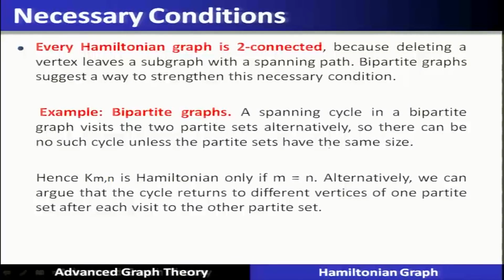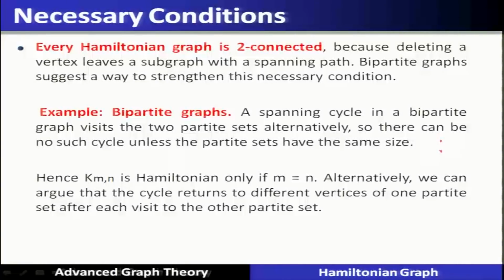Here we see that every Hamiltonian graph is 2-connected, because deleting a vertex leaves a subgraph with a spanning path. So we also call it a Hamiltonian path. Now a bipartite graph suggests a way to strengthen this particular necessary condition. A spanning cycle in a bipartite graph visits the 2 partite sets alternately. So there can be no such cycle unless the partite sets have an equal size.